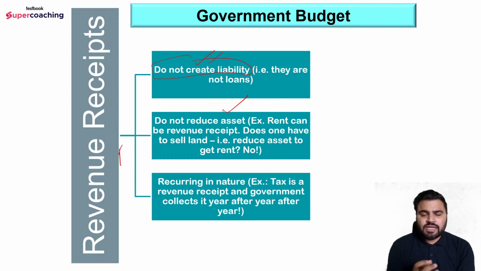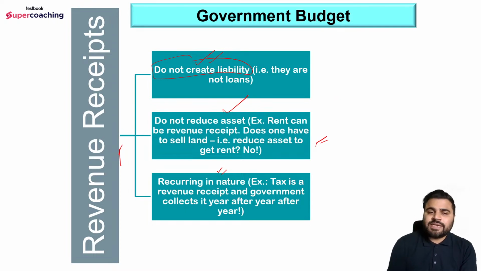So in the revenue receipt, there is no creation of liability, there is no reduction of the asset, and that is recurring in nature. For example, taxes, the taxes that we are paying to the government, that is a recurring nature. हम हर साल दे रहे हैं, ठीक है, हर साल we are paying the income tax, ठीक है। जो हमारा TDS कट रहा है वो हर quarter में, हर month हमारा TDS कट रहा है, गवर्नमेंट के पास जा रहा है। This is the recurring type of basically receipt for the government. Taxes हो गया, fees हो गई, penalties हो गई, these all are the recurring type of transaction, recurring type of receipt for the government that government is receiving.